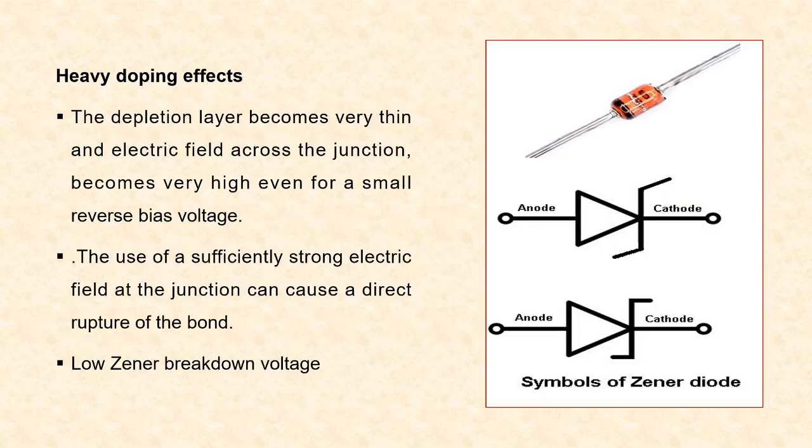Next is the heavy doping effects of Zener diode. Due to heavy doping, the depletion layer becomes very thin and the electric field across the junction becomes very high even for a small reverse bias voltage. So use of this sufficiently strong electric field at the junction can cause direct rupture of the covalent bonds between the atoms. So because of this, only lower breakdown voltage is required for Zener breakdown when compared to avalanche breakdown.